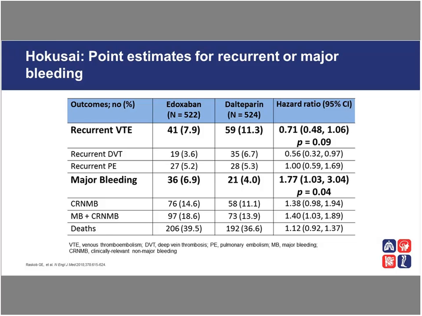14.6% versus 11.1%. Deaths seem to be fairly equivalent between the two, with 39.5% in the edoxaban group versus 36.6% in the dalteparin group, reflecting a patient population that has a high risk of death, by definition, given that all these patients had active cancer, with many of them having metastatic disease.